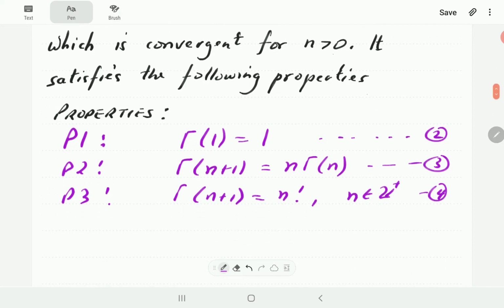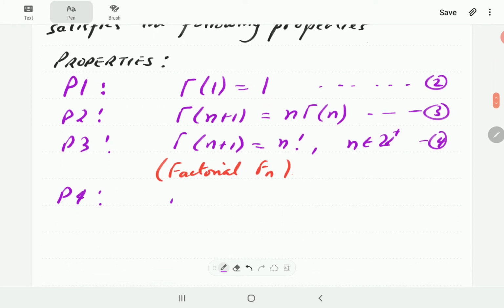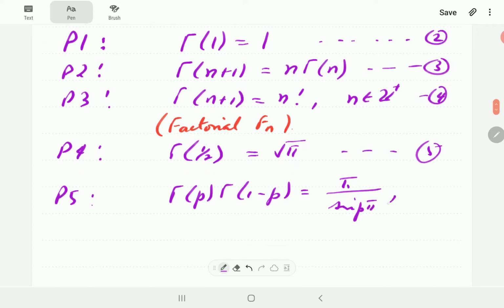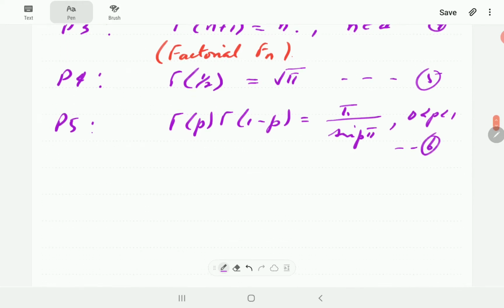So in fact, for this reason, gamma function is also known as the factorial function. Then property number 4 says the gamma of 1/2 is square root pi. And then property number 5 says the gamma of p times the gamma of 1 minus p is equal to pi over sine p pi, where p is a proper fraction. So let's call this one equation number 6.